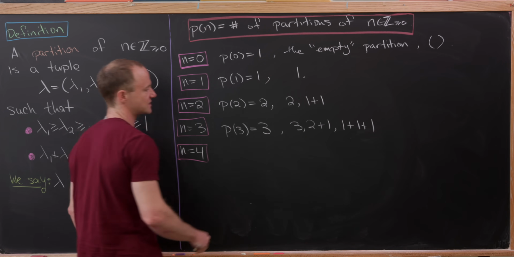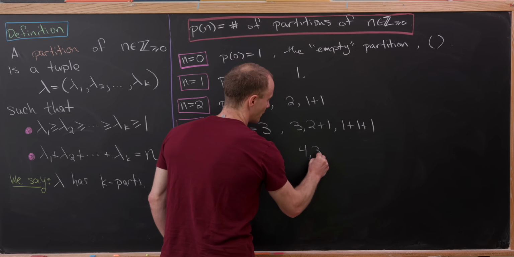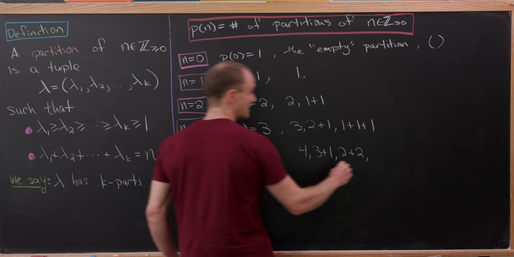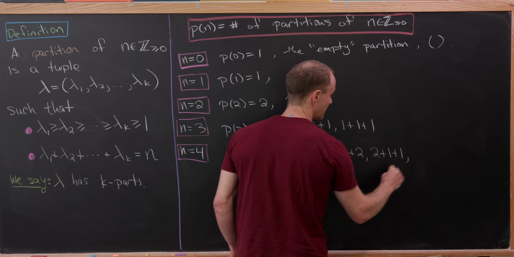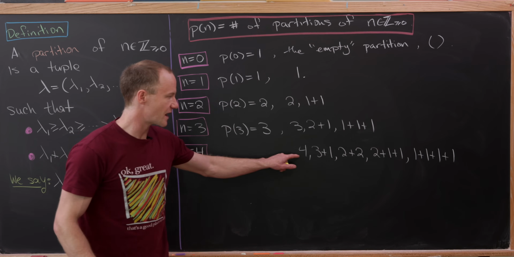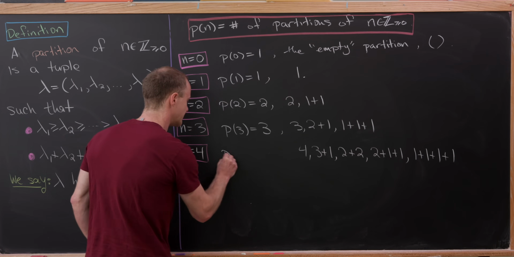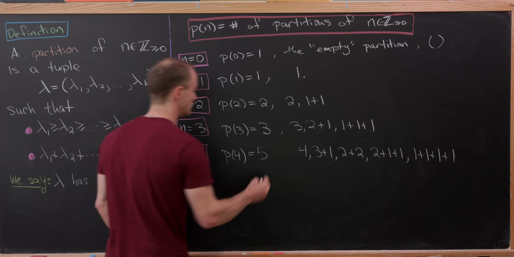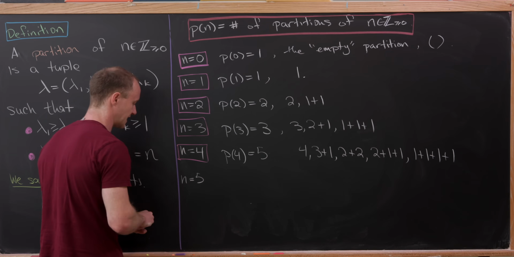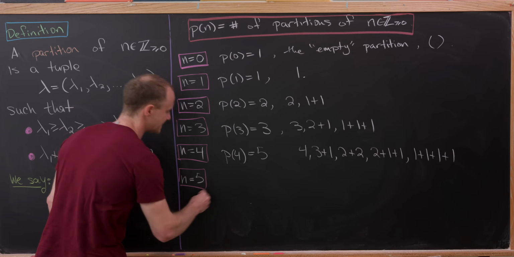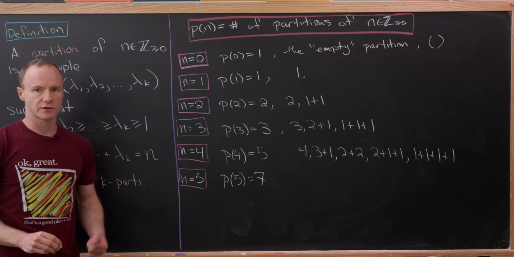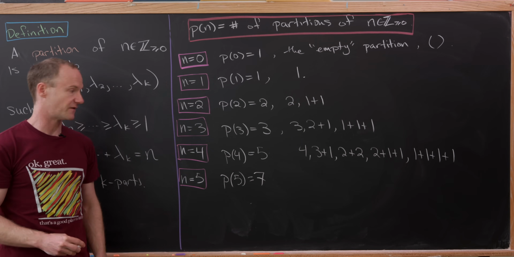So let's write down the partitions of 4. Well, we have 4, we have 3 plus 1, we'll have 2 plus 2, and then maybe next we'll have 2 plus 1 plus 1, and then finally 1 plus 1 plus 1 plus 1. But if we count that up, 1, 2, 3, 4, 5, we see that P of 4 is equal to 5. And then, well, maybe I'll leave as a little exercise n equals 5. You can write these down pretty easily, and you'll see that P of 5 is equal to 7. So there's, in fact, 7 partitions of 5.